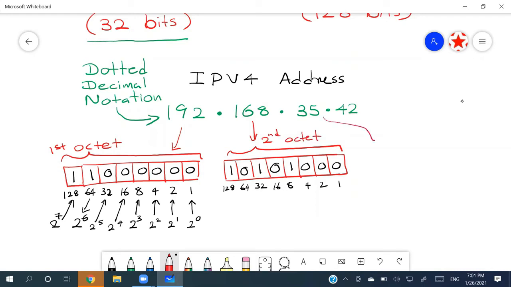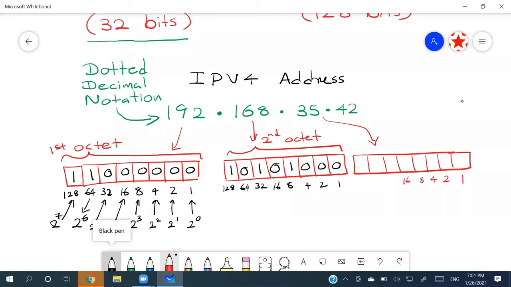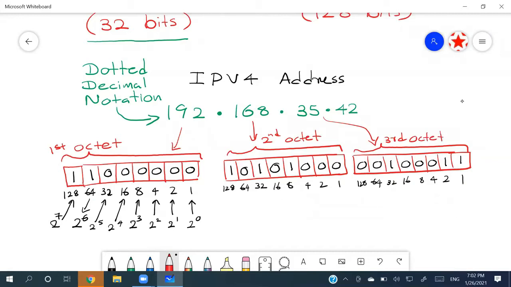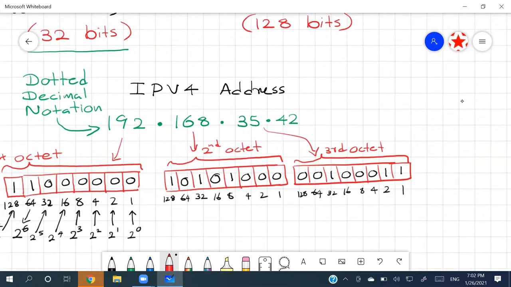Right? So likewise the third octet. You need 35 to be created. So I need a 1 over 32, a 1 over 2, and a 1 over 1. So 32 plus 2 plus 1 will give you 35. So here comes the 35. So this is called the third octet. And the very last one, 42, is called the fourth octet.